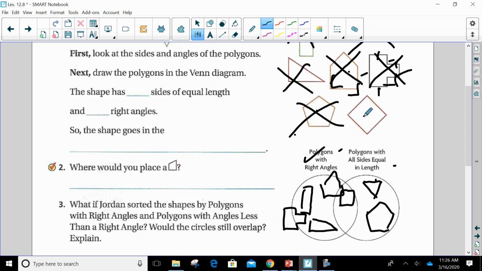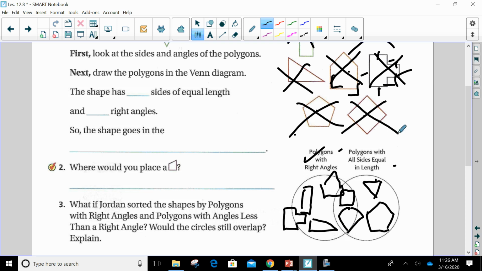Now let's look at this guy right here. It's actually a square or a rhombus. If you turn it sideways, you can see that it is a square also. So it has right angles and all the sides are equal length. So it's going to go in the middle because it has both of them.